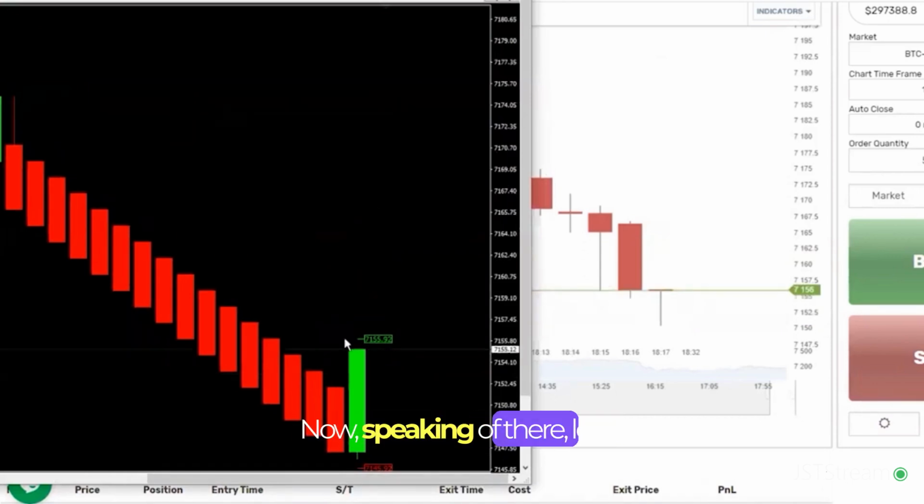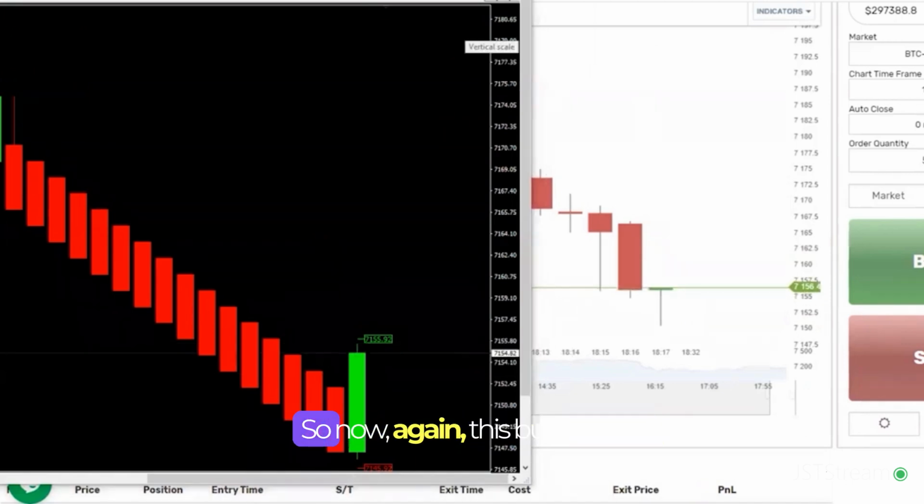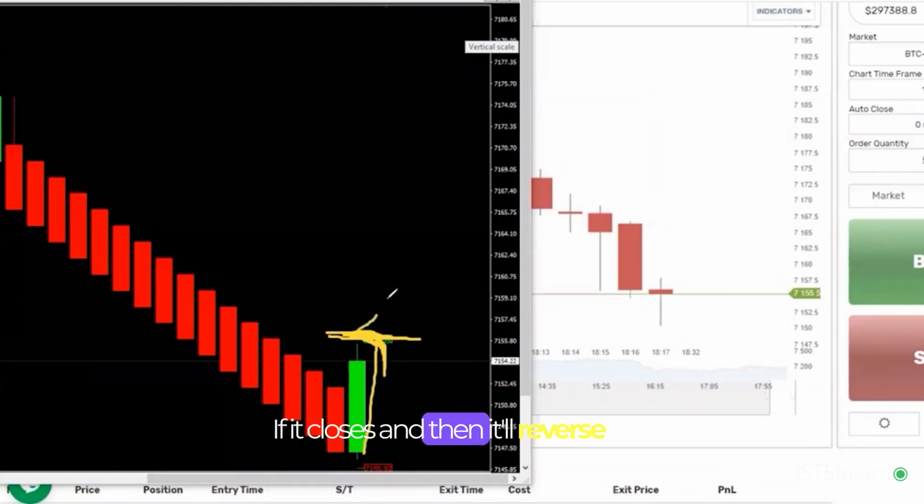Now, speaking of, and there, look, it shot up now, obviously. And now the buy trade will come. So now again, this buy trade will form right around here. Once this candle closes, let this candle close. If it closes, then it'll reverse to a buy, or it'll go back down to stop loss.